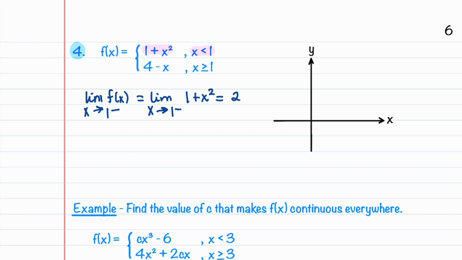Now let's look at our right-hand limit. The limit as x approaches 1 from the right of f of x is the limit as x approaches 1 from the right of 4 minus x. Now we're grabbing this piece, plugging in x is 1, and we end up with 3. Notice that the limit from the left is not equal to the limit from the right, and it doesn't go to infinity, so this tells us that we are going to have a jump discontinuity.